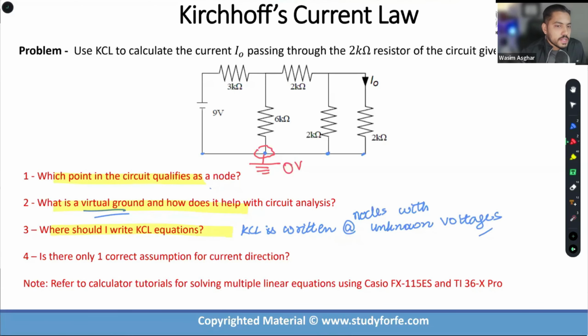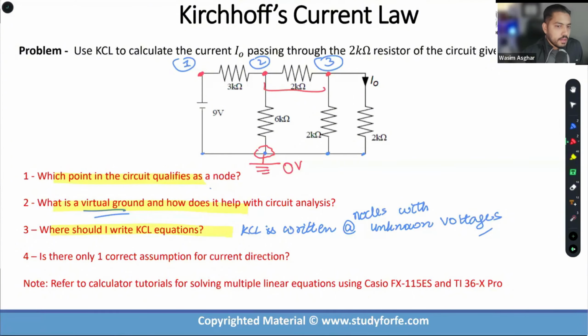Okay. What about this guy? This is a node because between these two, there is a circuit element. And this is a node because between these two, there's a circuit element. And this is not a node, it's the same point. So we're going to ignore that. Now we have 3 candidates. I'm going to label them 1, 2, and 3. Let's start with number 1. Should I write a KCL at number 1?